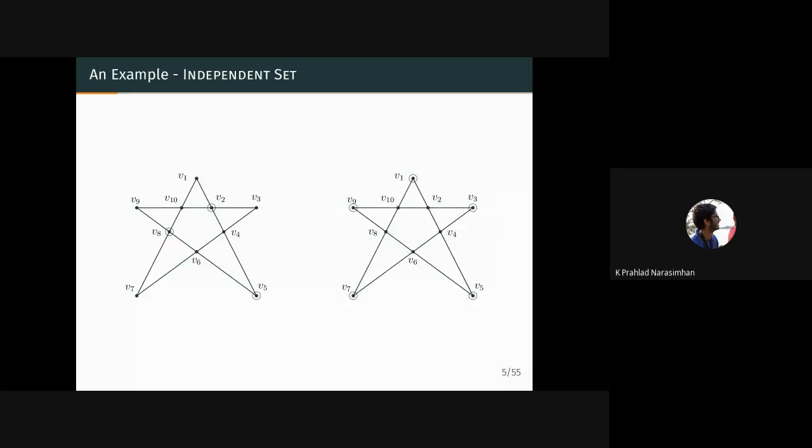Again, here's an example, the same graph that we took before. There are a couple of examples on the left. I've marked the independent sets by encircling the vertices. V2, V5, and V8 form an independent set because obviously they have no edges between them. On the right-hand side, I think this is a maximum independent set: V1, V3, V5, V7, and V9. So this also forms an independent set.